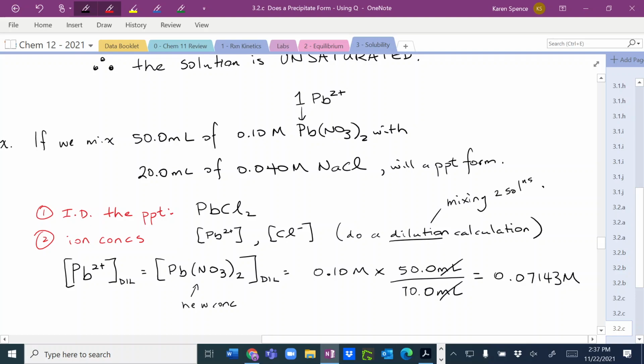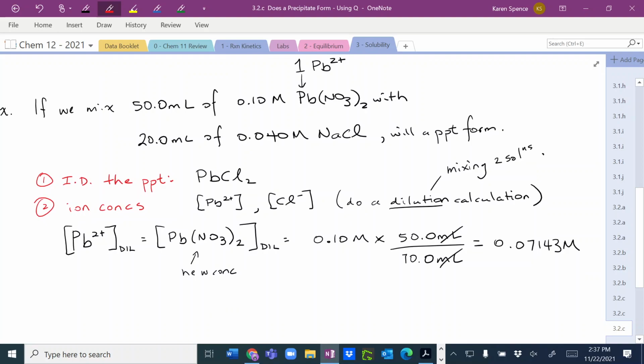I probably don't need that many digits, but I'm going to keep that there just in case, okay? So that is our lead concentration, Pb2+. I'm going to put a box around it so I can find it easily later.